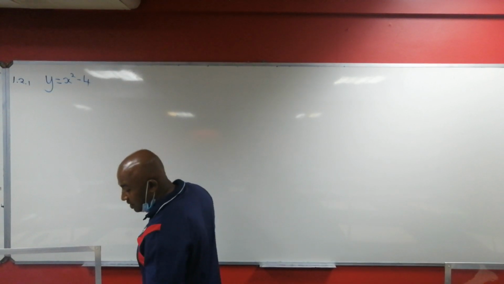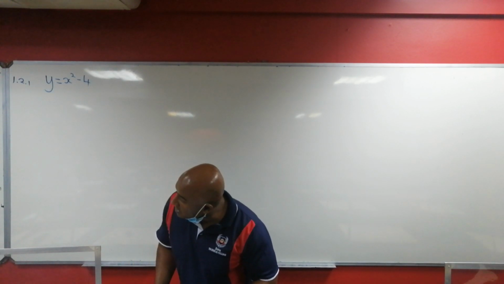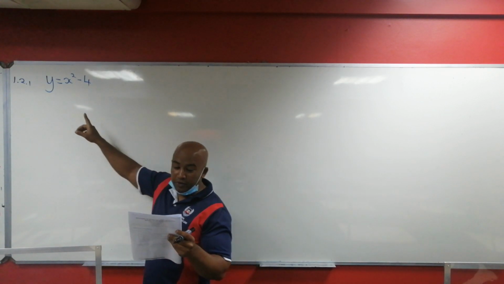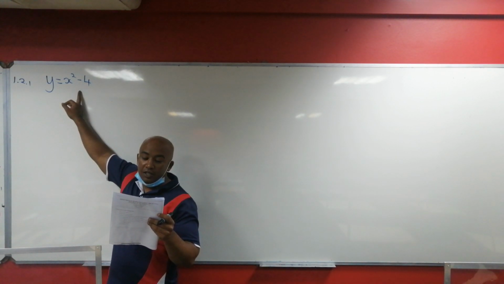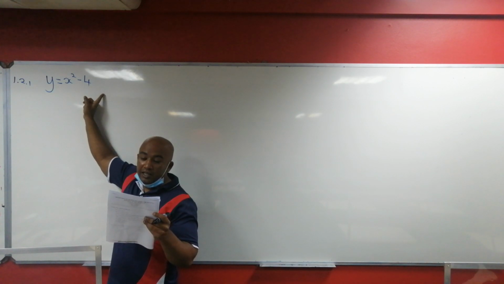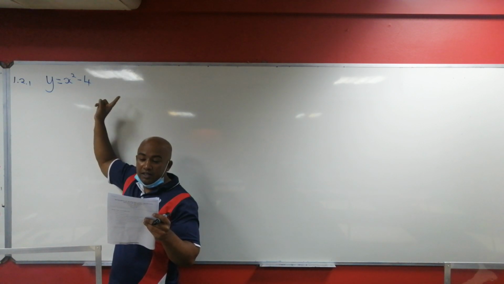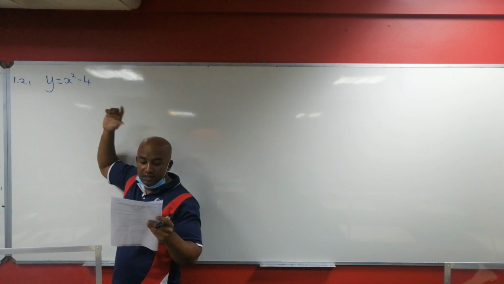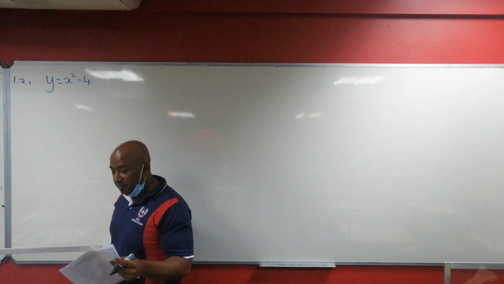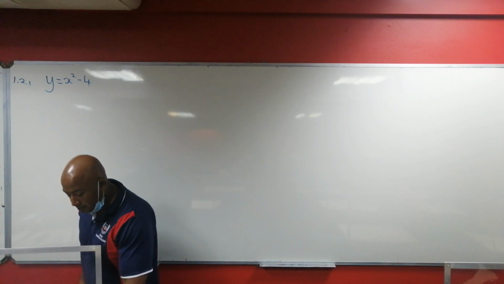Right, so the next question here in the November 2020 paper. I didn't write down the whole question, I'm reading it out. Draw the graph of y is equal to x squared minus 4 and clearly indicate the enclosed area and the x-axis. Also show the representative strip you would use to calculate the area.